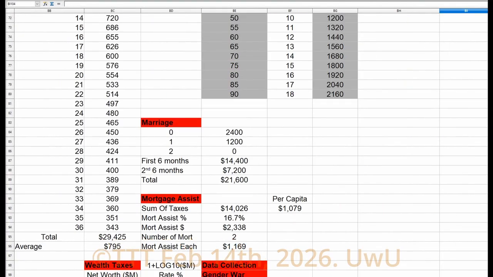Like here's right here. Where is this? The sum of taxes. Add up all the taxes, $1,000 per capita. That's really close to my estimate. It's remarkably close to my estimate. So I should add up the UBI and then divide by the per capita, see what it is.